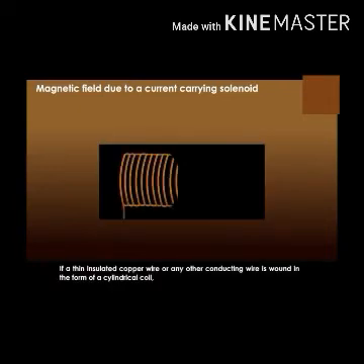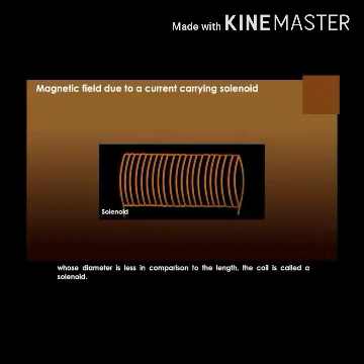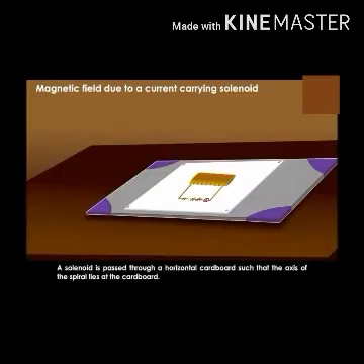Now let's study the magnetic field due to a current in a solenoid. If a thin insulated copper wire or any other conducting wire is wound in the form of a cylindrical coil whose diameter is small in comparison to the length of the coil, it is called a solenoid.